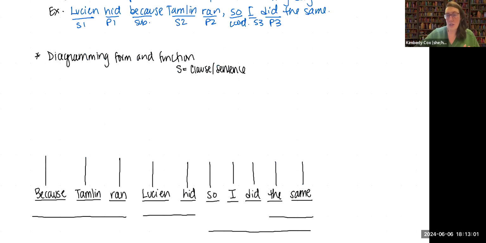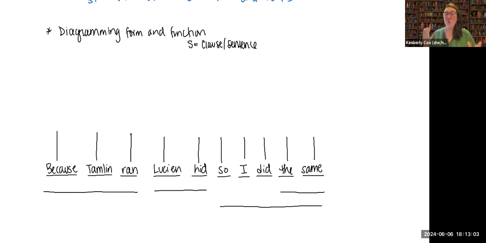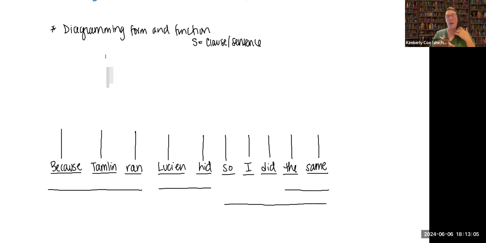And I revised it just a little bit for the diagram. So diagramming the form and function, we have instead, because Tamlin ran, Lucian hid, so I did the same. And just so that you're aware, we would have a comma here and a period here, and then another comma there. So that's what punctuation would look like. So let's go ahead then and talk about this diagram, because what we have is a compound complex sentence here.